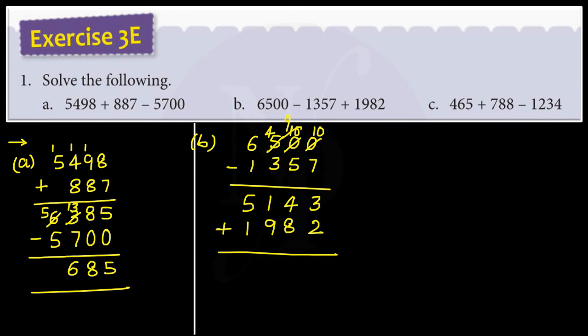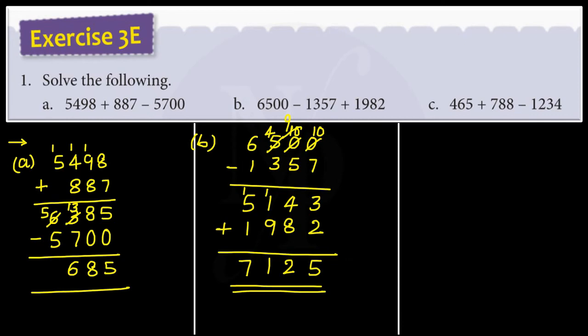3 plus 2 is 5, 4 plus 8 is 12, 1 is carried forward. So 9 plus 1 is 10, 10 plus 1 is 11, 1 is written here and 1 is carried forward. 5 plus 1 is 6 and 6 plus 1 is 7. So 7125 is the required solution for this problem.